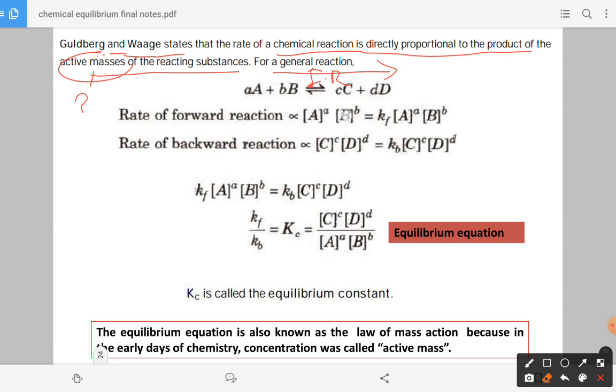And the molar concentration of B has to be raised to the power of b. Now if you remove the proportionality, you are going to get the constant, which I am writing as Kf. Here F indicates the rate constant for the forward direction.